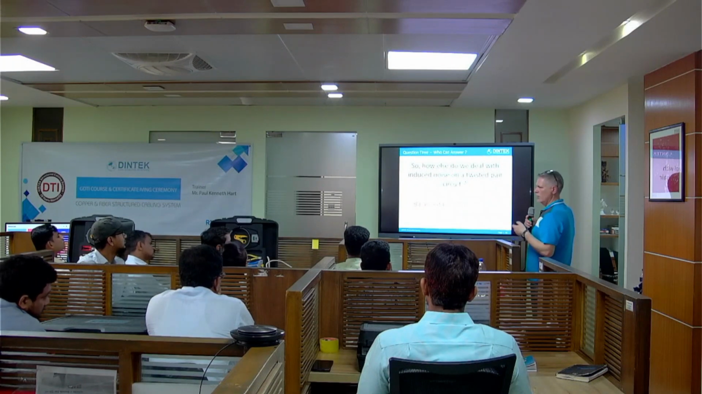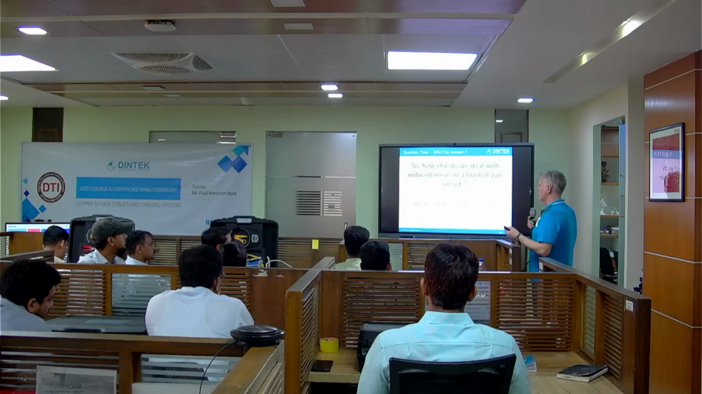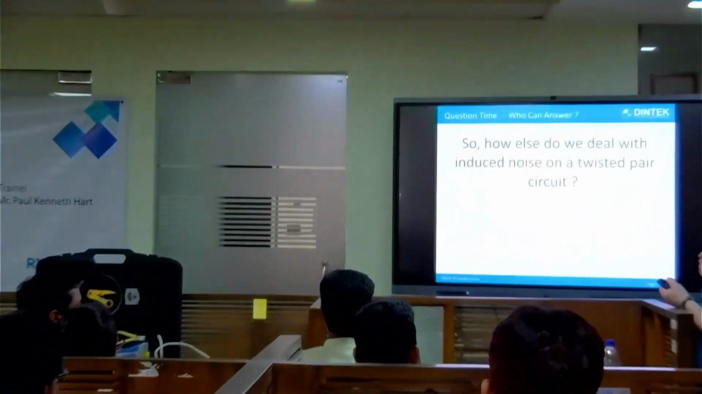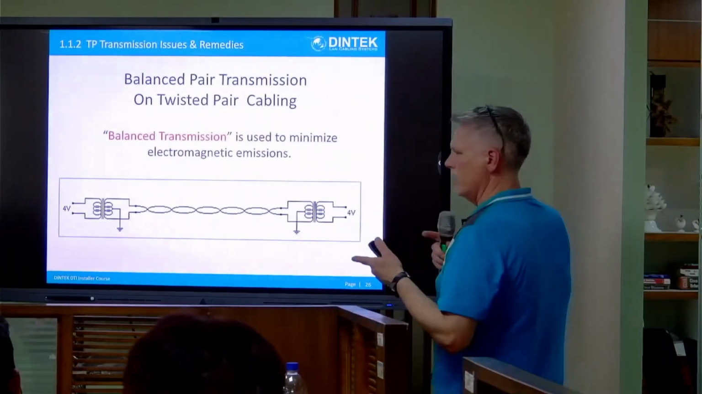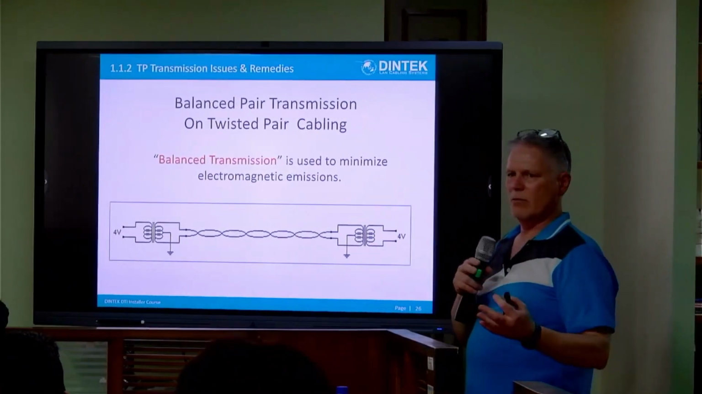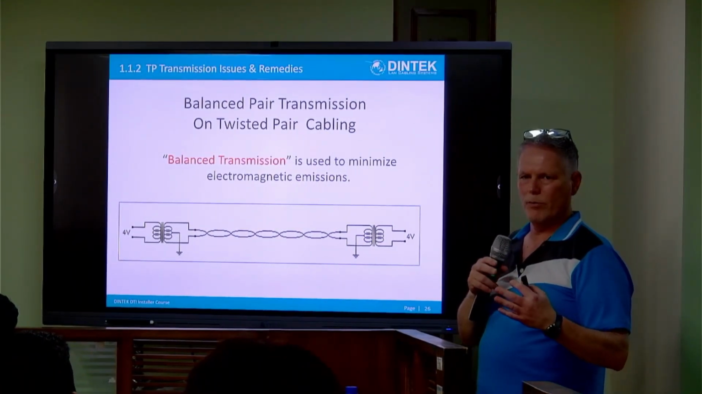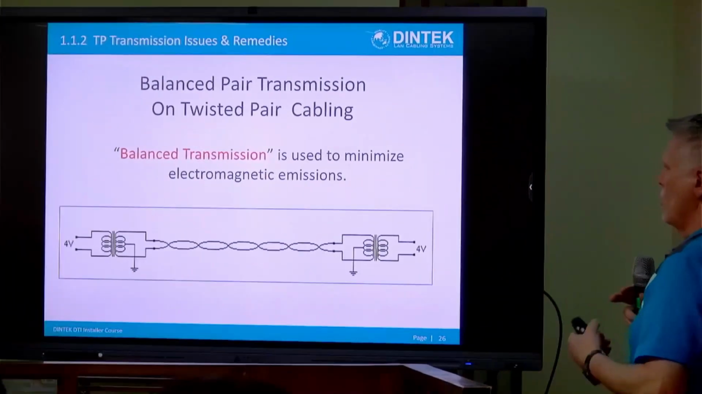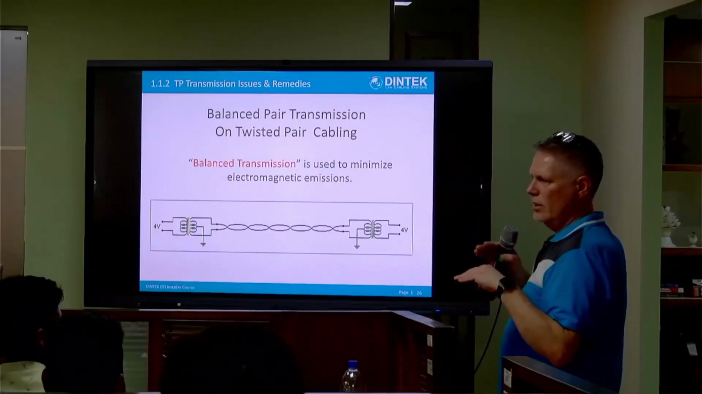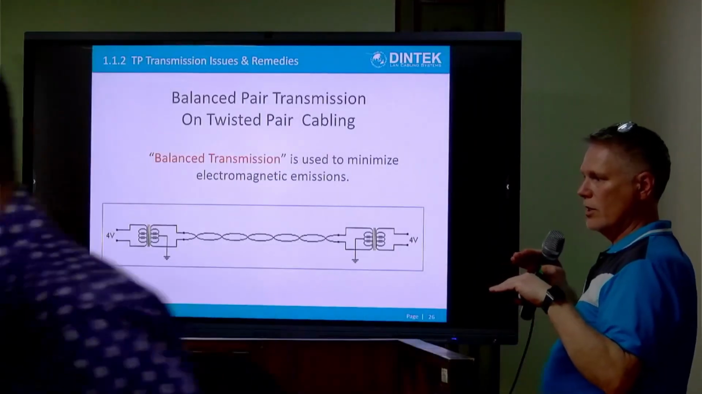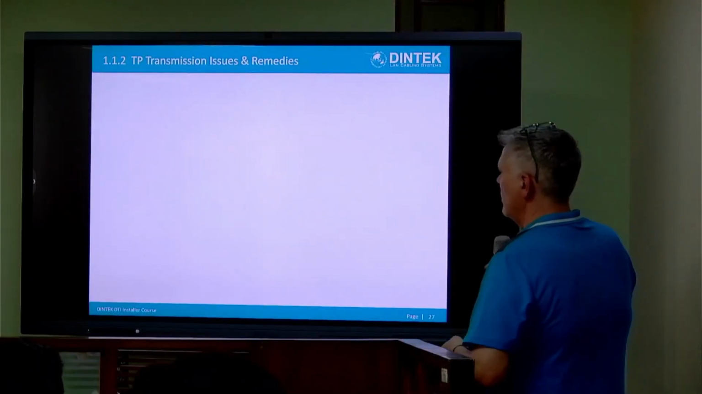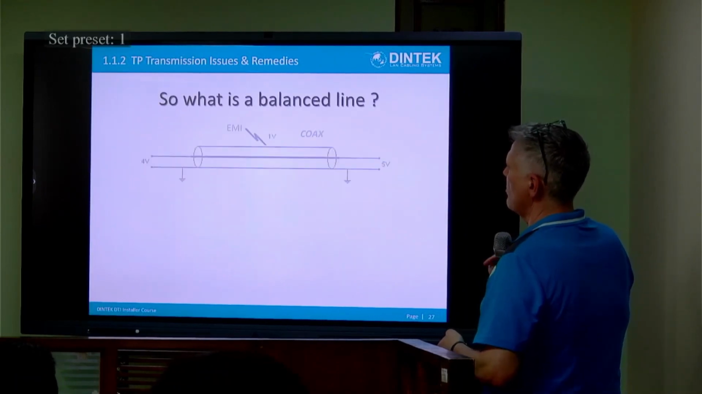Differential mode is the greatest one, then we have balanced line transmission. And balanced line transmission is something that's not really done by the cable, it's done by the transmission and receiving equipment. So what we're trying to do is balance out the voltage imbalances that can be put onto the line. So what is a balanced line?